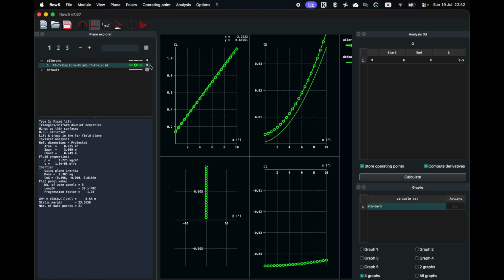Looking at the analysis with deflected ailerons, we can see that the rolling moment coefficient Cl is negative. Since the x-axis is pointing backwards and the ailerons are deflected to produce a right roll, this is again as we expect.